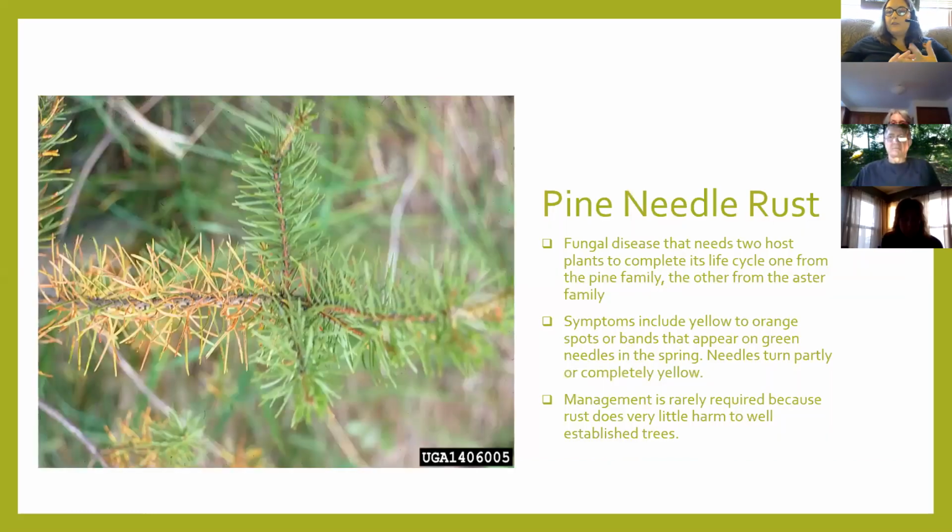So pine needle rust. This is a fungal disease. This one also, just like the cedar apple rust, has two host plants to complete its life cycle. In this case, you have the pine family and the aster family. So both need to be around in order for this pine needle rust to happen. Symptoms can include yellow to orange spots or bands that appear on green needles in the spring. And then needles turn partly or completely yellow. So you can start seeing the yellowing here of some of these needles on this pine.